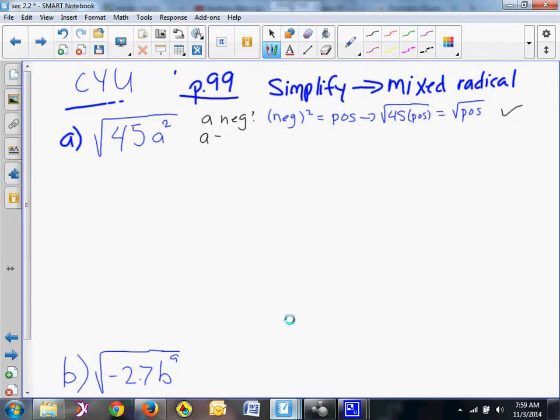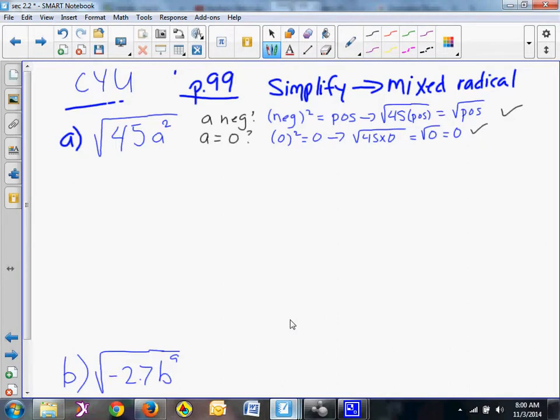Can a be 0? If we take 0 and we square it, we get 0. Then if we take the square root of 45 times 0, well, 45 times 0 is 0. We just get the square root of 0, which is 0. So yes, a can be 0.